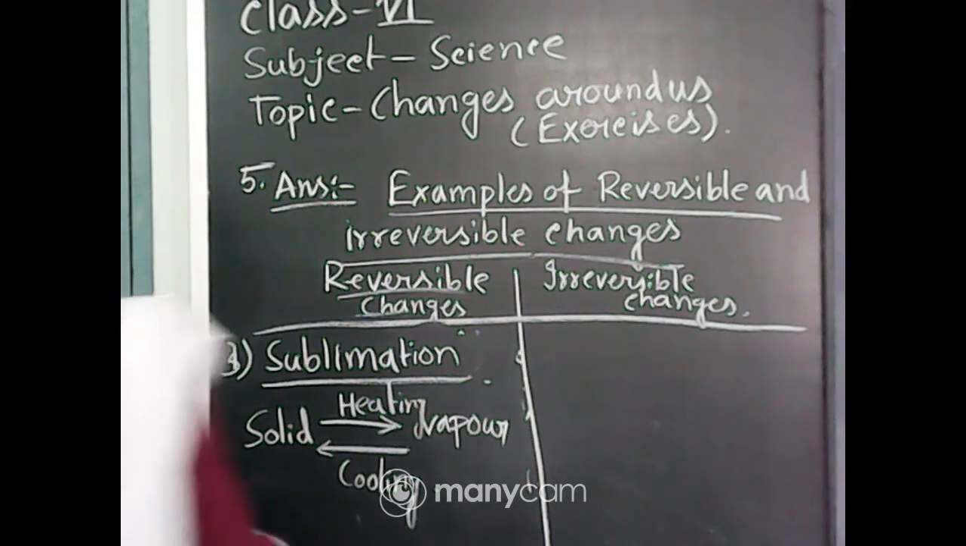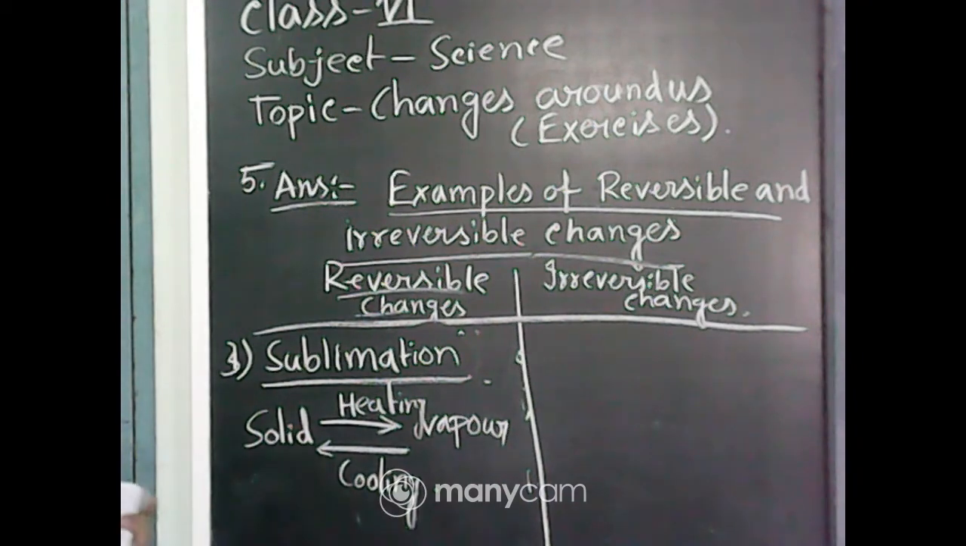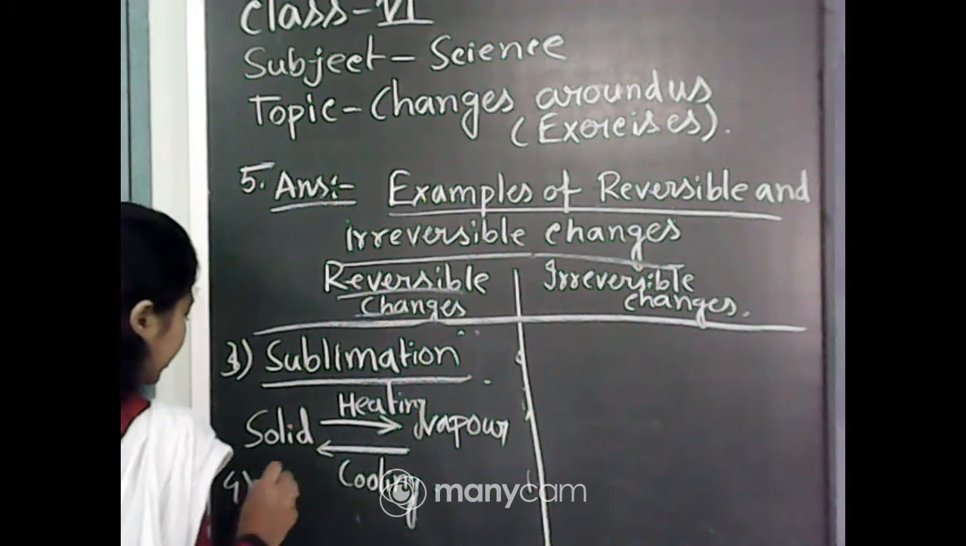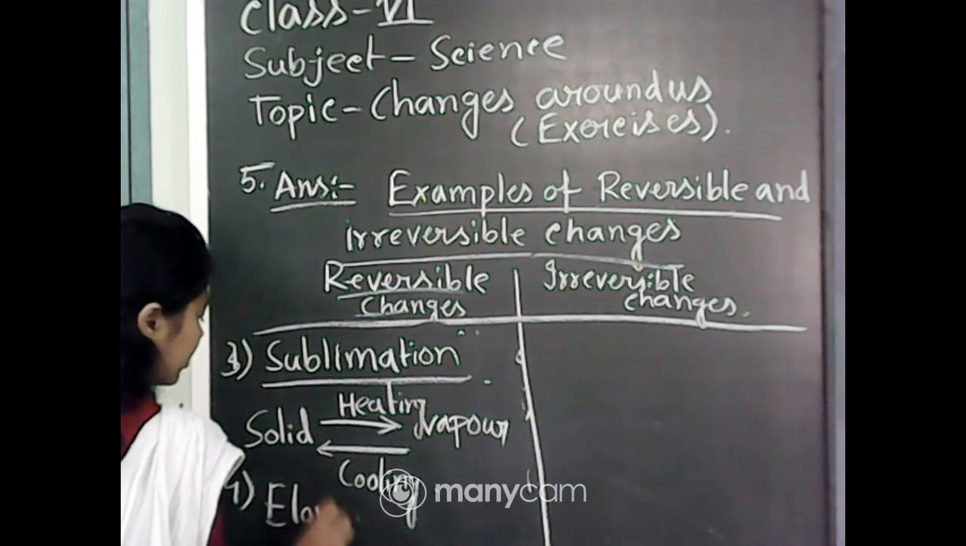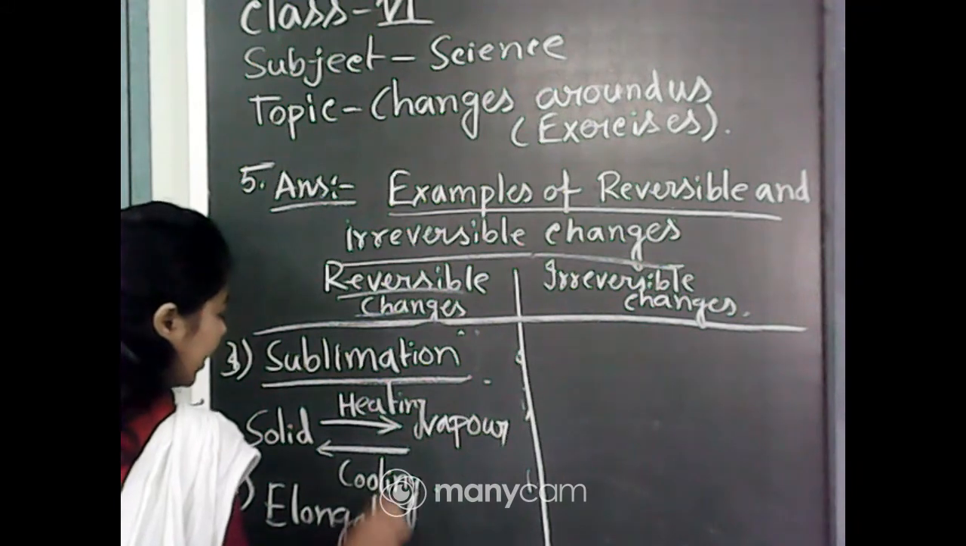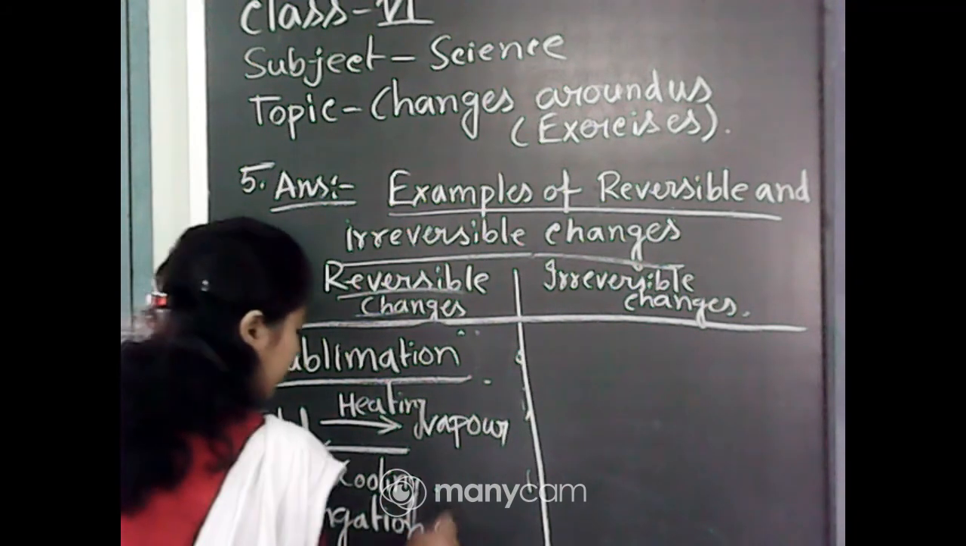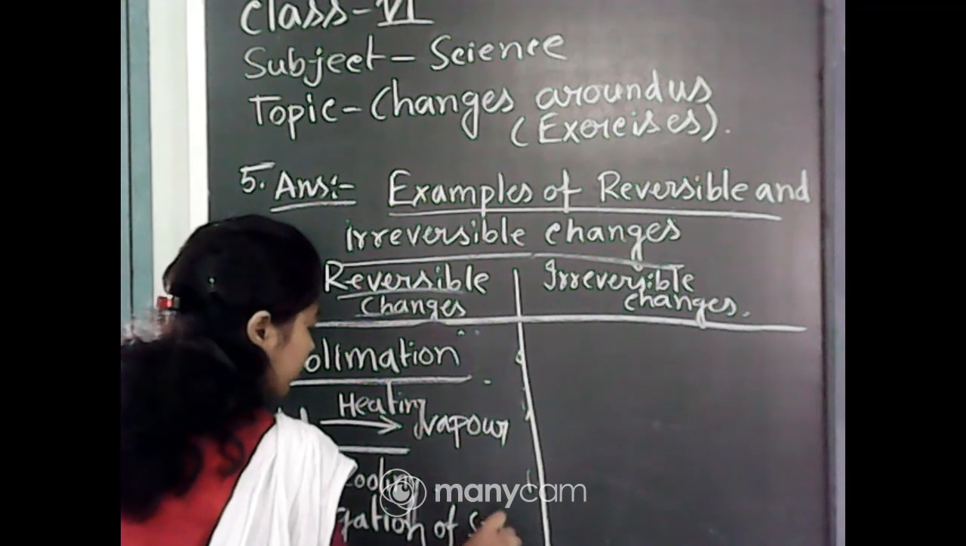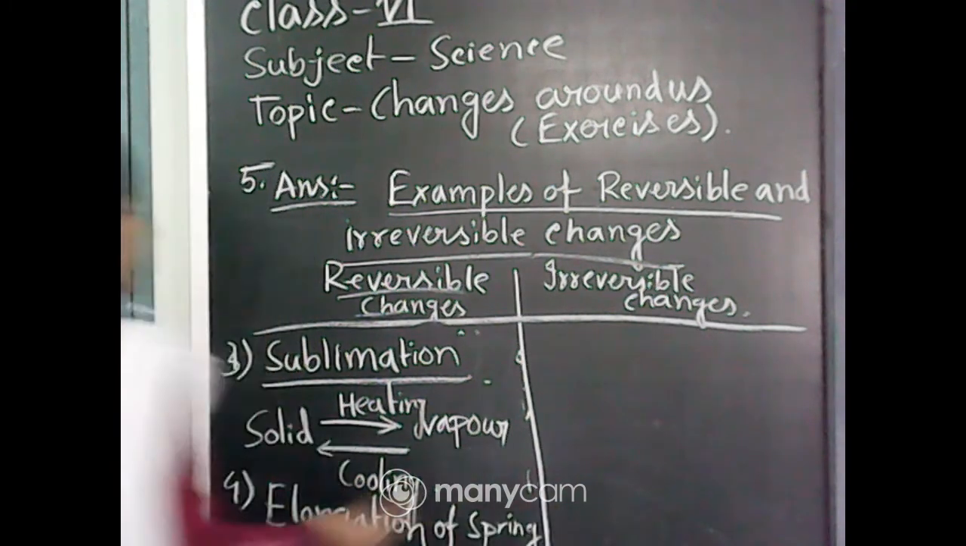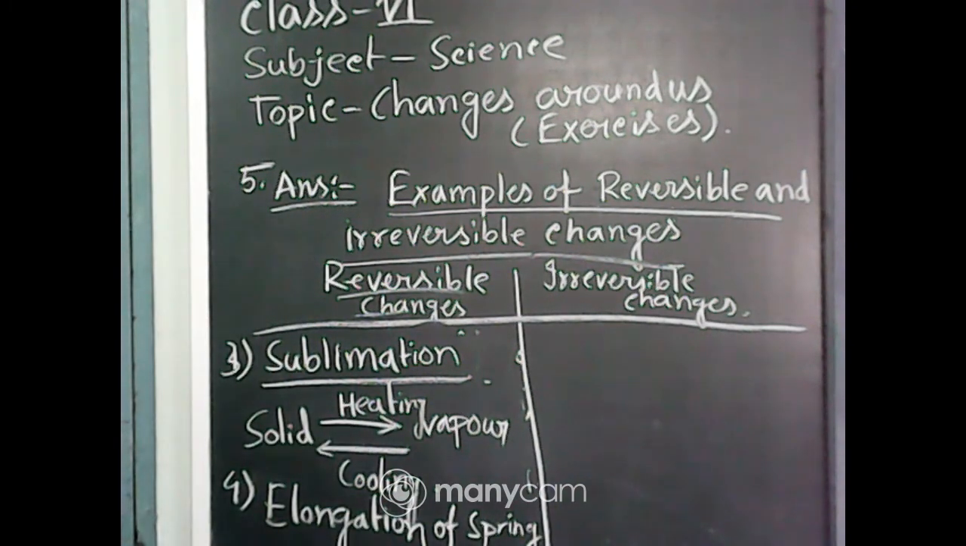Okay. Next example, you can write elongation of spring. For elongation, you can write by your own, spring. Okay. So such examples are there for reversible changes.